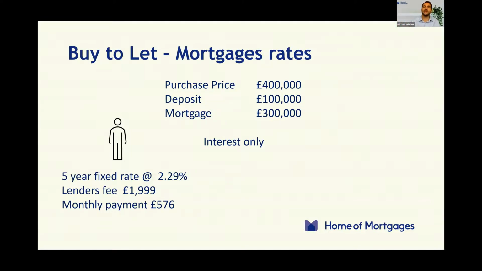Buy-to-let mortgages generally need a 25% deposit. There's a few with smaller deposits available, but majority of the time, a 25% deposit is required. If you just put down a 25% deposit, and borrow 300,000 on a 5-year fixed rate right now, you'd be paying around 2.29%. With a lender's fee of around £2,000, a monthly payment of around £576. And on a property of around 400,000, you'd expect a rental income probably around £1,500–1,600.